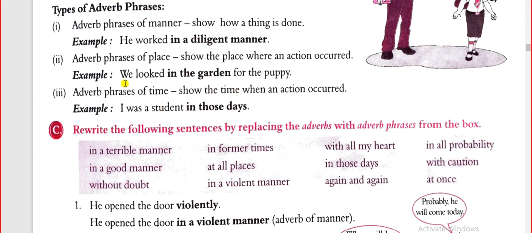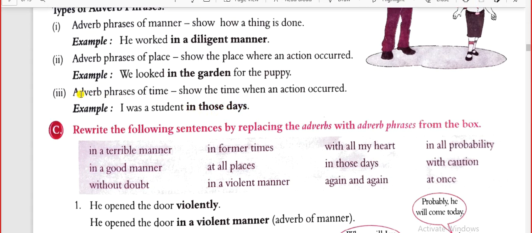So adverb phrase of place tells you the place where an action is occurring, and then adverb phrase of time shows the time when an action occurred. एक action हुआ कब. I was a student in those days. उन दिनों मैं स्टूडेंट हुआ करता था. So in those days will be your adverb phrase of time.